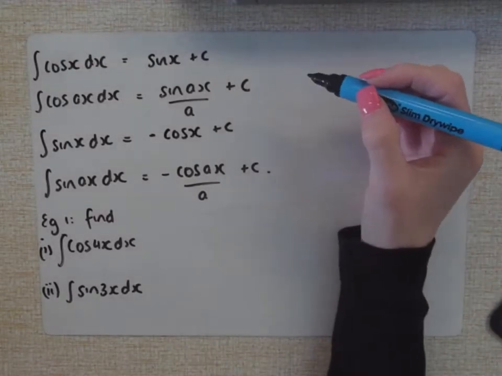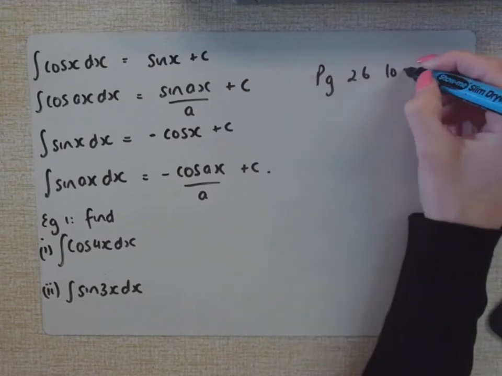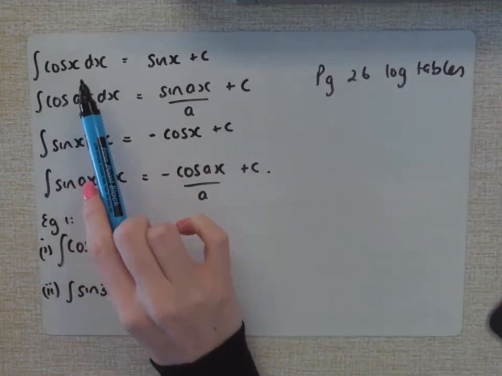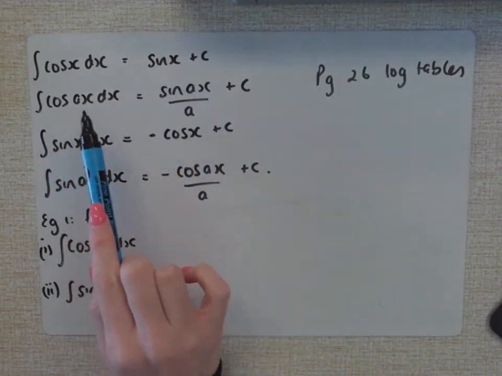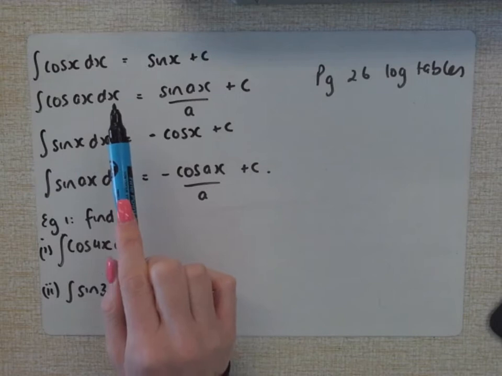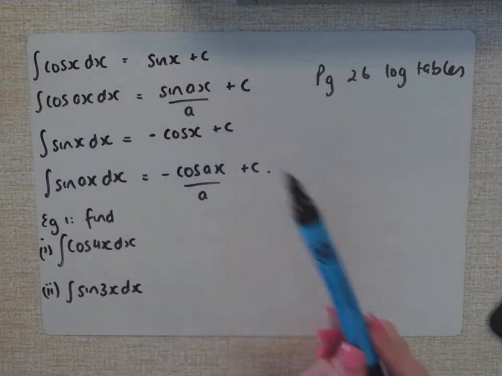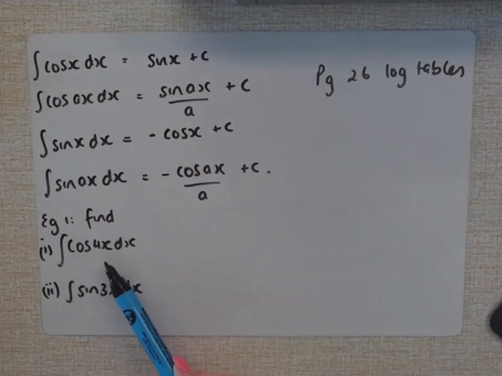So these are your rules for integrating. Again, page 26 of your log tables. Okay, so to integrate cos of x dx, that's sine of x. Okay, to integrate cos of ax, which would be 2x or 3x, you're dividing by whatever the a is, so sine ax over a.